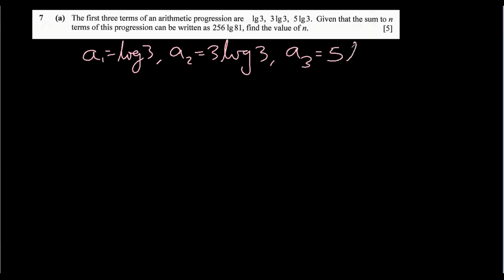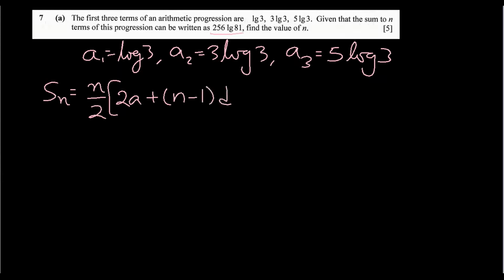Question number 7. The first three terms of an AP, arithmetic progression, are these three. So A1 is log 3, A2 is 3 log 3, and A3 is 5 log 3. Given that the sum of n terms in this progression can be written as 256 log 81, find the value of n. So for the sum of n terms, the formula is n over 2, 2a plus n minus 1 d.